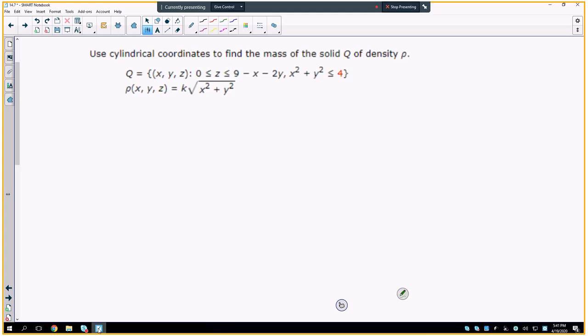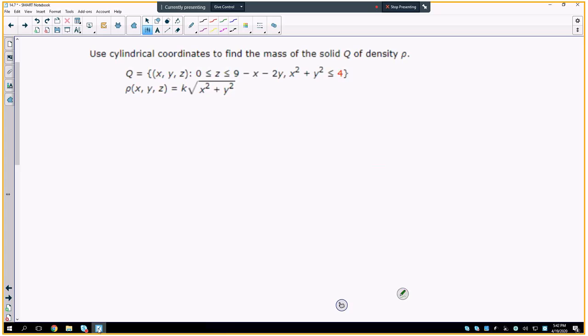Our next example is to use cylindrical coordinates to find the mass of the solid Q of density rho. Q is the region of the points where z is between 0 and 9 minus x minus 2y, and the circular region x squared plus y squared less than or equal to 4. So this time finding the limits is actually pretty easy.